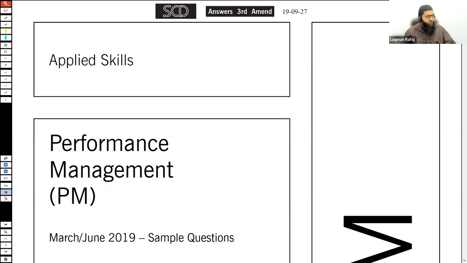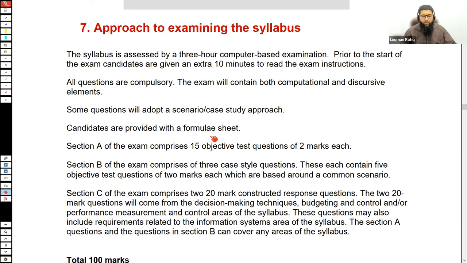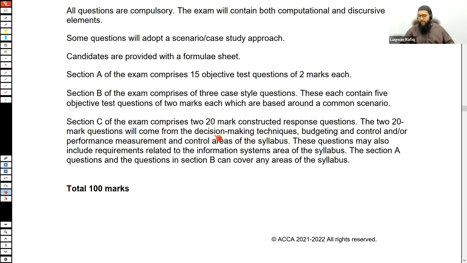Now, before I start off, let's have a bit of a discussion about performance management. You would know that there are different syllabus areas for this F5 Performance Management paper, and you have an idea how the paper is examined. For those who have forgotten, the paper is examined like this: Section A has 15 objective test questions of 2 marks each, so that is 30 marks for Section A.